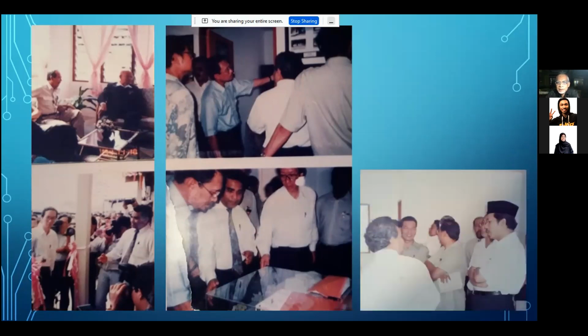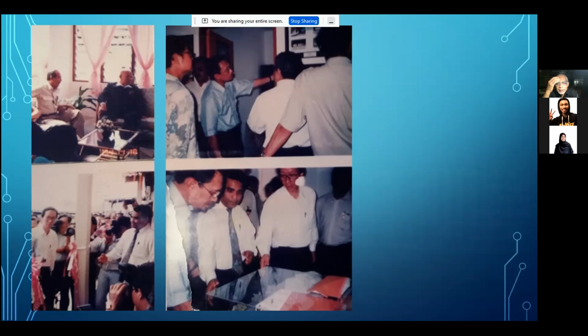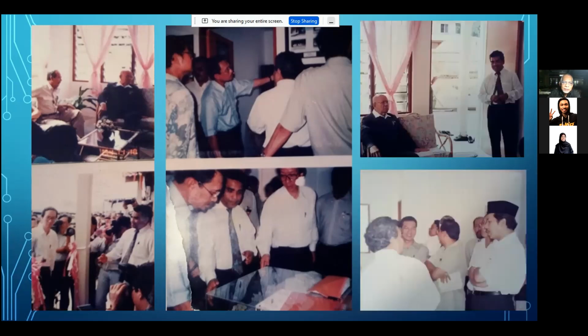And we got Tan Sri Anwar Musa, very young at the time. Look at my hair. I don't have hair. I like this photograph actually. It reminds me of all this. Tan Sri Musa at that time was Menteri. Anwar Ibrahim at that time was deputy minister. He came for the launching.